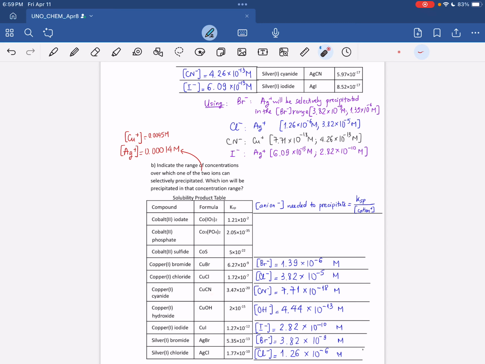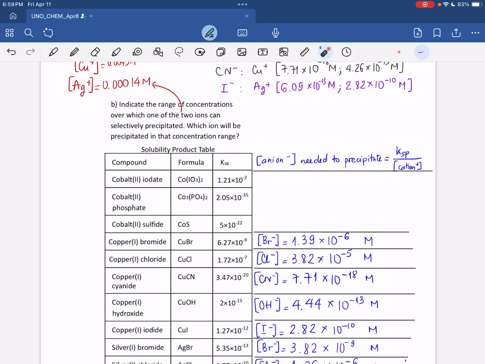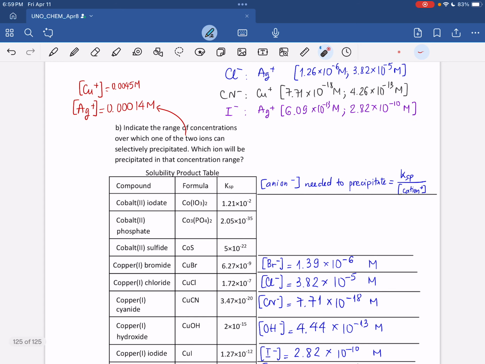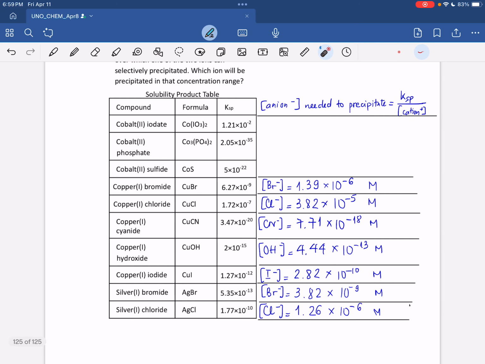So then we just basically follow the math like in the first question. We need to find the concentration of the anion at least needed to precipitate, right? By having the KSP divided by the concentration of the cation itself. So for the copper, this is the concentration, and for the silver, this is the concentration. It's just from the problem statement.